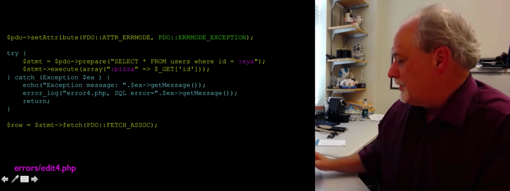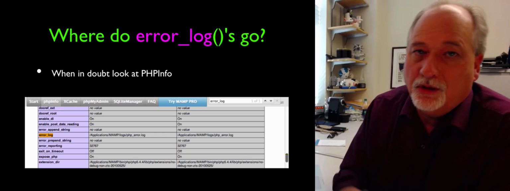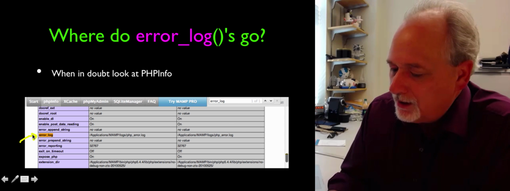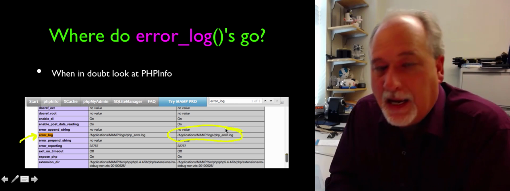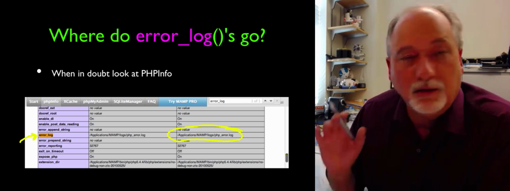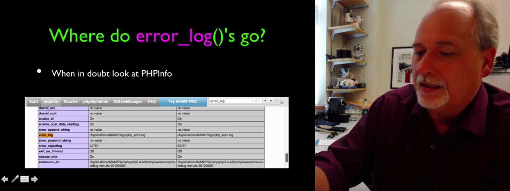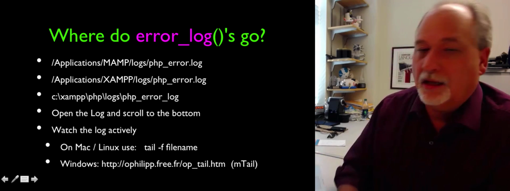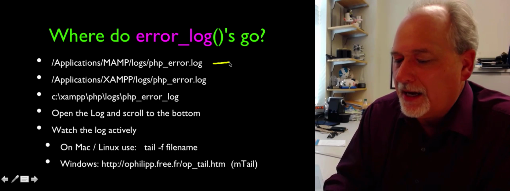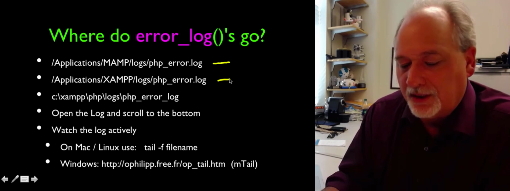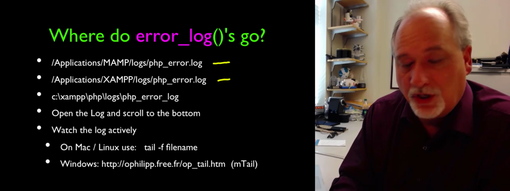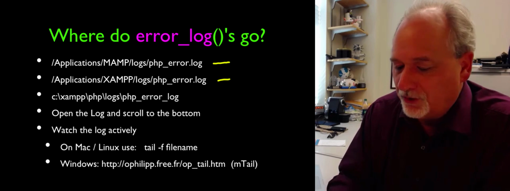So if you want to see where those logs are at, you can look at your phpinfo and look for the variable error_log, and it will have a very long path. And if you hunt on your hard drive for where that path is, then you will know where to go find that error log. And here's just some examples. If you're running MAMP on the Mac, we tend not to run XAMPP, but you can do that on the Mac as well. If you're on Windows, you're generally running XAMPP, and you go into this folder.